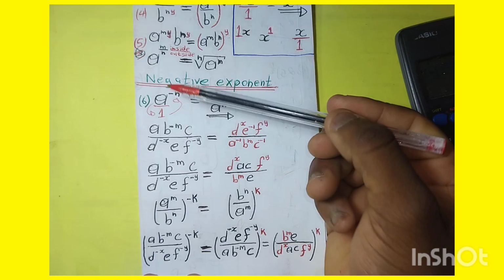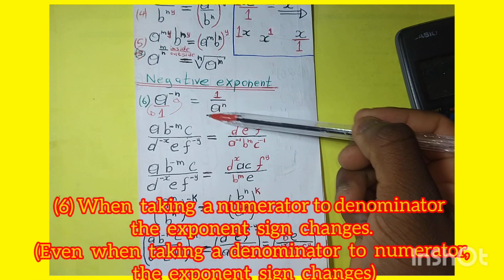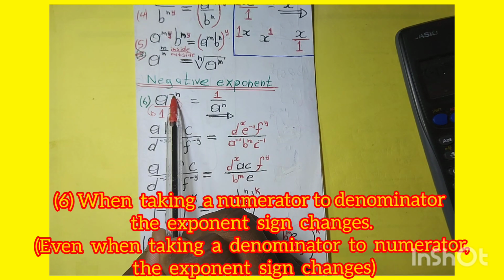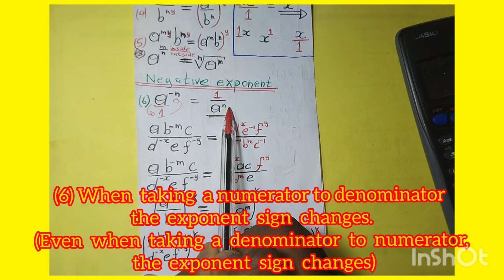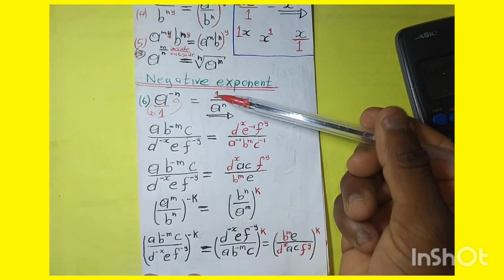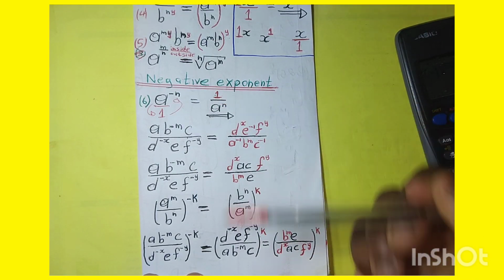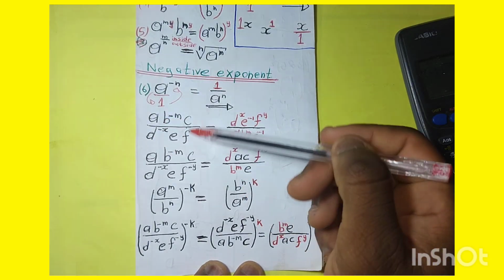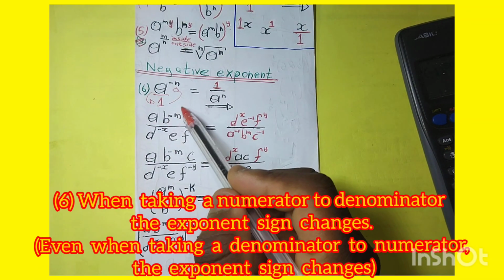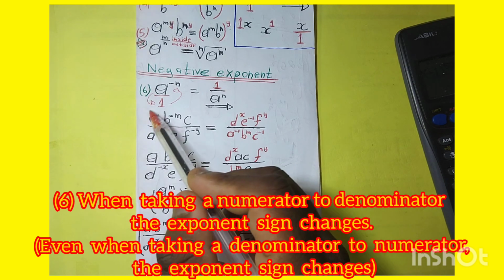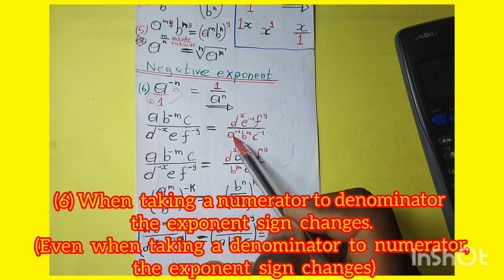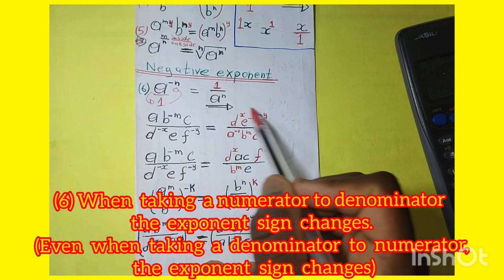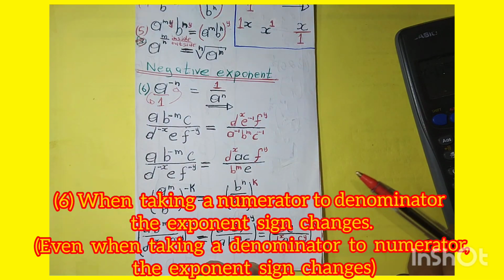Do you see? The moment you take that numerator to be a denominator, you should know that the exponent sign changes. If it's negative, it becomes positive there. Then that one will just go upwards and remain the way it is. Do you see? So they can give you something like this. I told you that when taking a numerator to the denominator, the exponent sign changes. Even as well when taking a denominator to the numerator, the exponent sign changes.